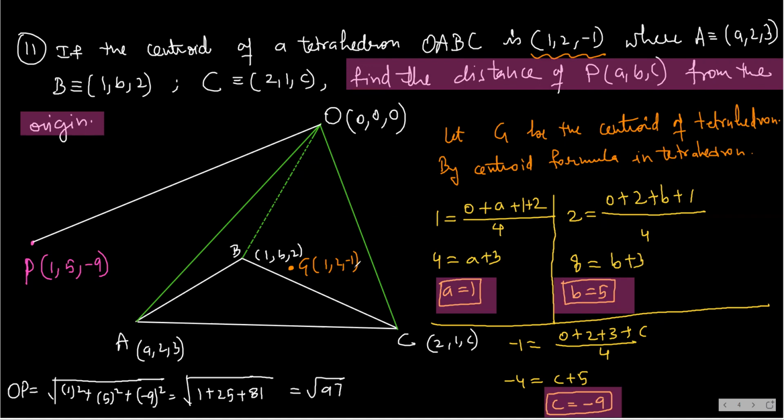So what you did in this, first you used the tetrahedron centroid formula to calculate the values of a, b and c, and after that you defined a point P in the space and calculated its distance from the origin. Okay, this is the end of this problem. Simple problem.